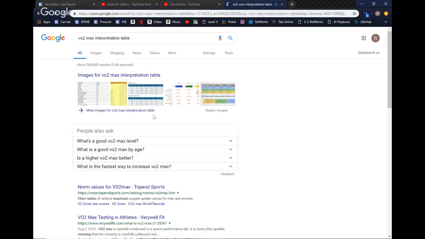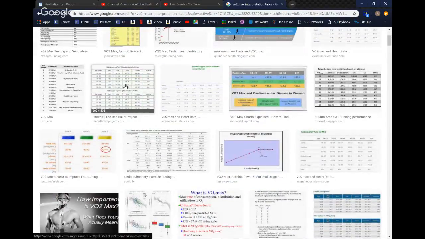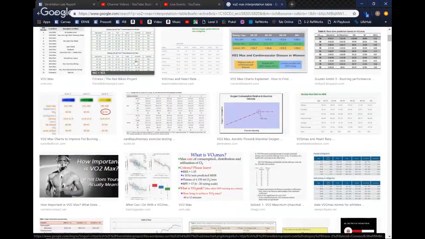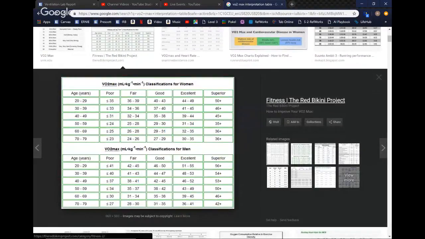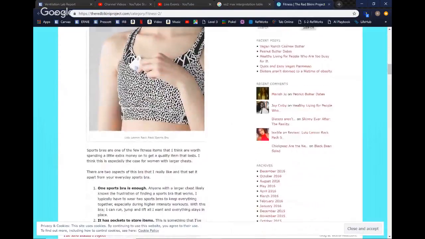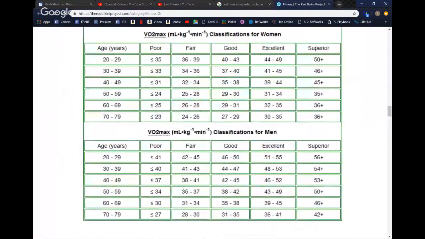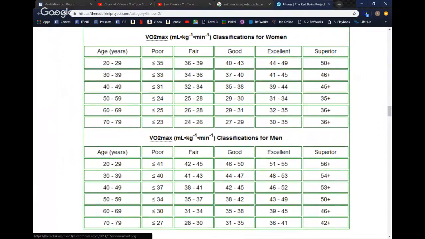Let's see, I don't remember exactly what site I was looking at before, but stuff like this, if I can actually get there. Let me, the Red Bikini Project, I hope this is safe for work. Maybe? Okay. So you can see they use milliliters per kilogram per minute. And they have it for women and men.